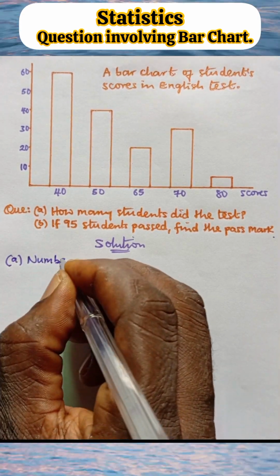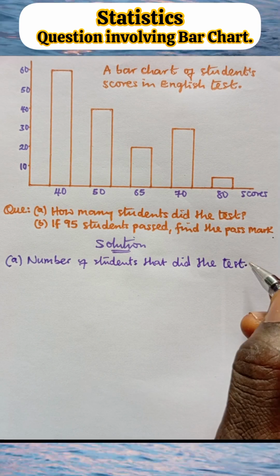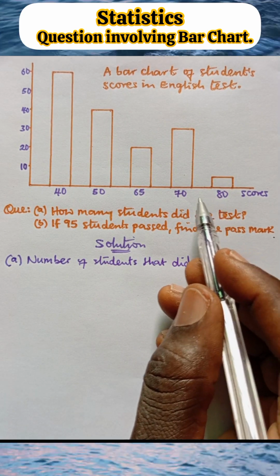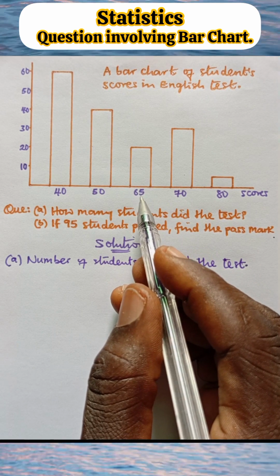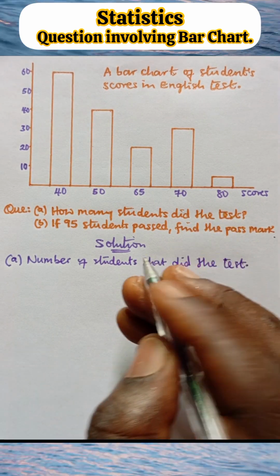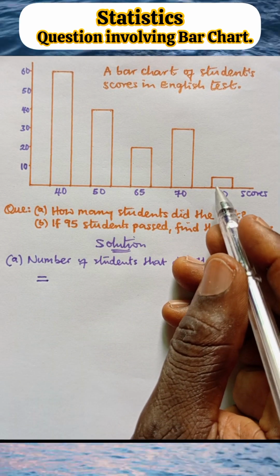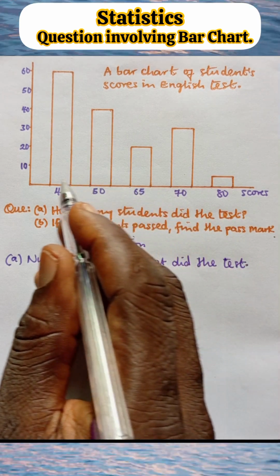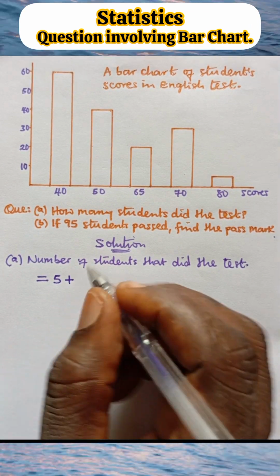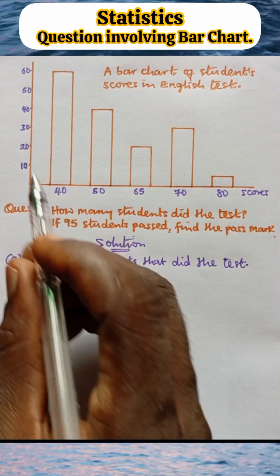Question A. We are to determine the number of students that did the test. This is very simple to calculate. Since we know their scores, we are just to look for the number of students that had each of these scores and then add them together. So we have this to be equal to, now student that scored 80. When you trace this down here, we have this to be 5. So we have 5 plus student that scored 70%. Trace it here, we have it to be 30.